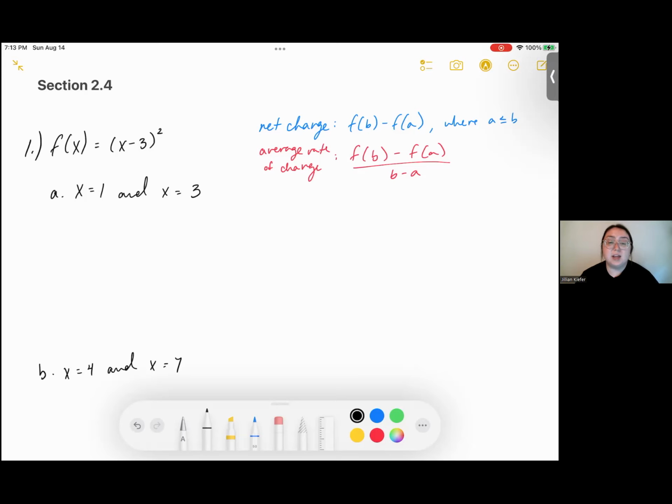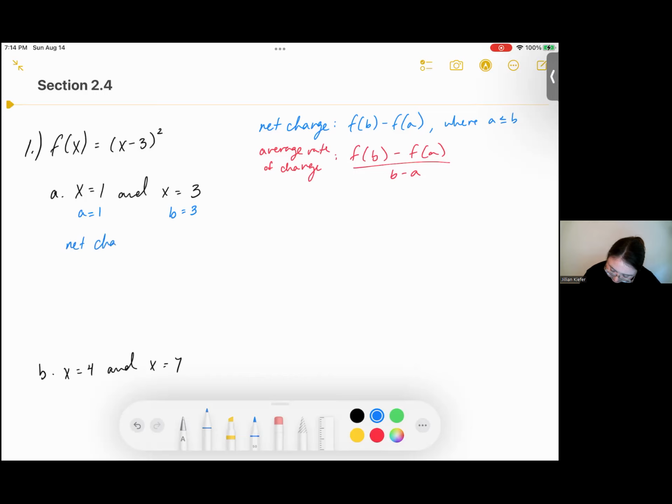Since we have to do both anyway, and net change is part of average rate of change, we're going to combine them and use little bits of shortcuts here in our problem. So when we pick a and b for part A, we're going to make sure that a is less than b. Since in our problem x is 1 and x is 3, those are our two x values, we're going to say a is 1 and b is 3.